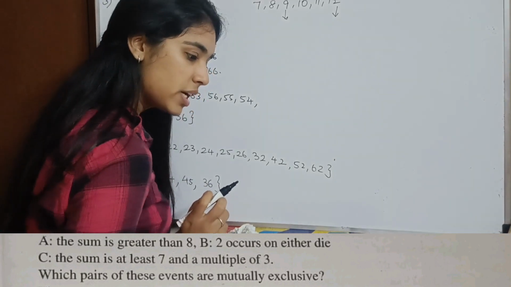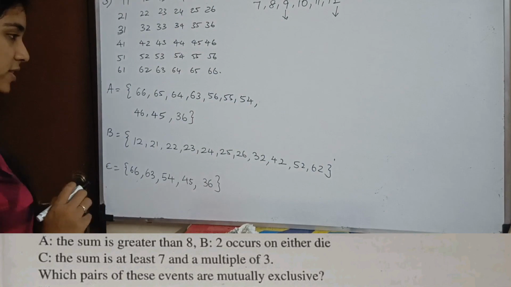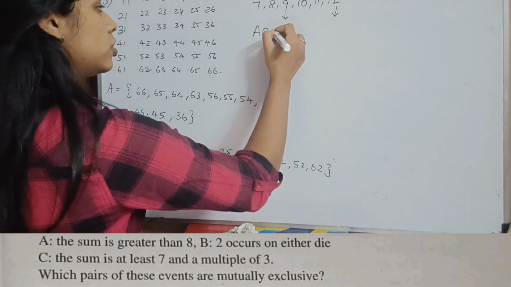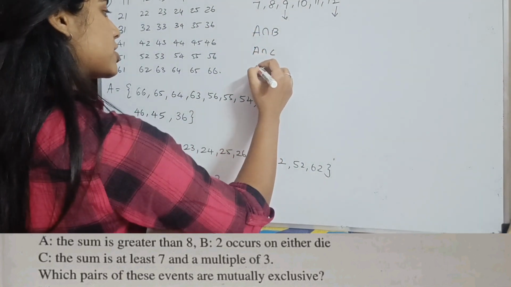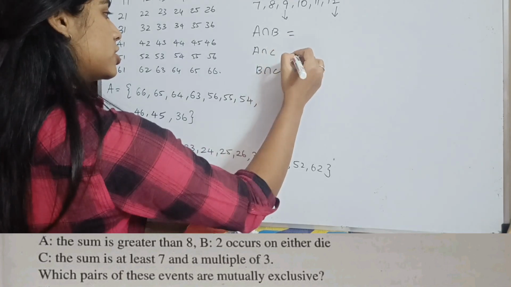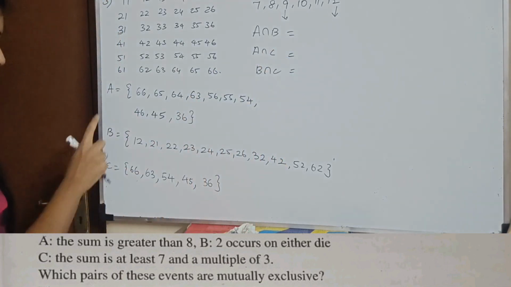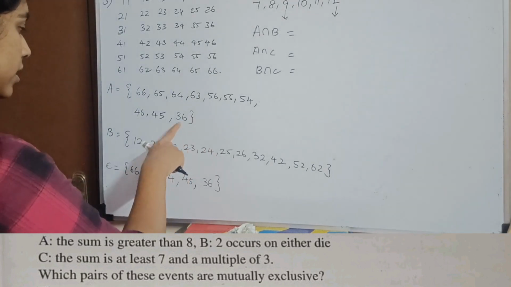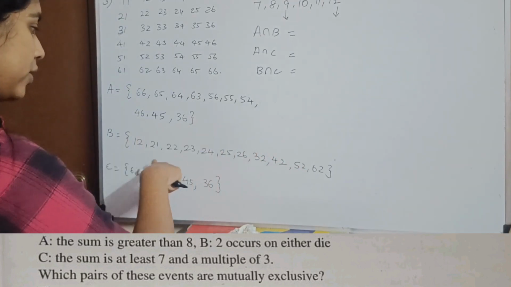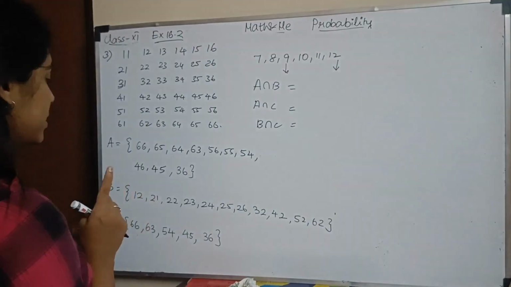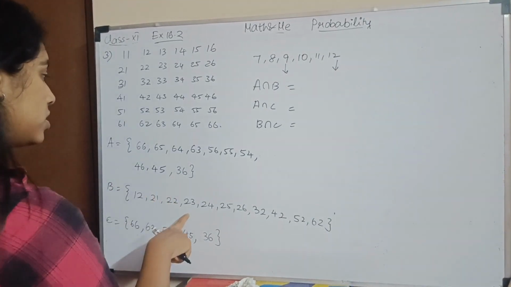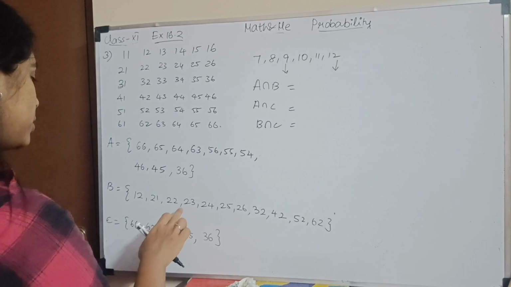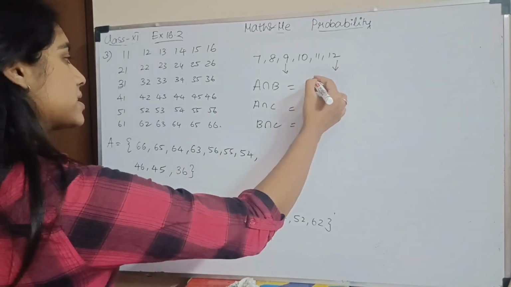Next, which pair of these events are mutually exclusive? How do we check mutually exclusive? A intersection B, A intersection C, B intersection C. So let's see if they are null sets. So A intersection B. Do you see any intersection? I don't think there is any intersection. A is a number that is greater than 8 and here it is a multiple of 3. So A intersection B is a null set.